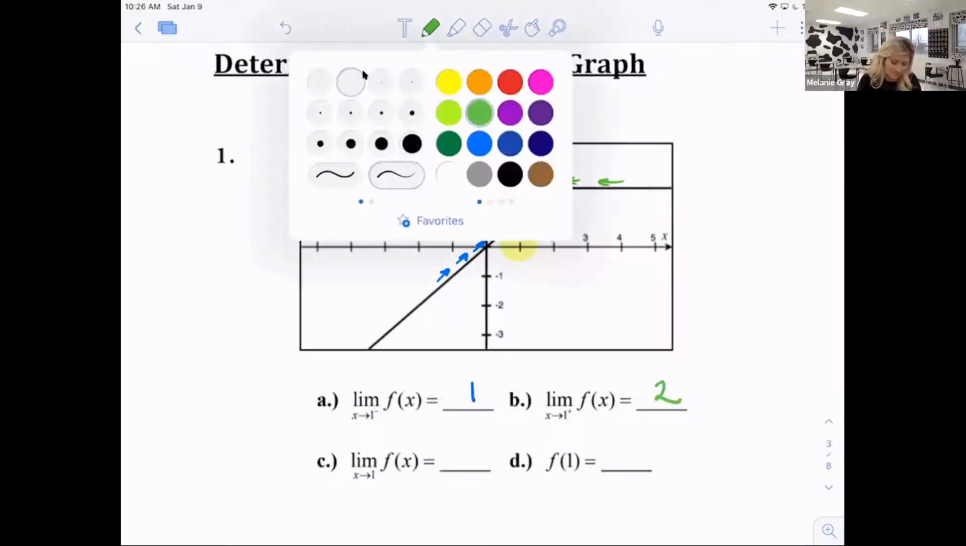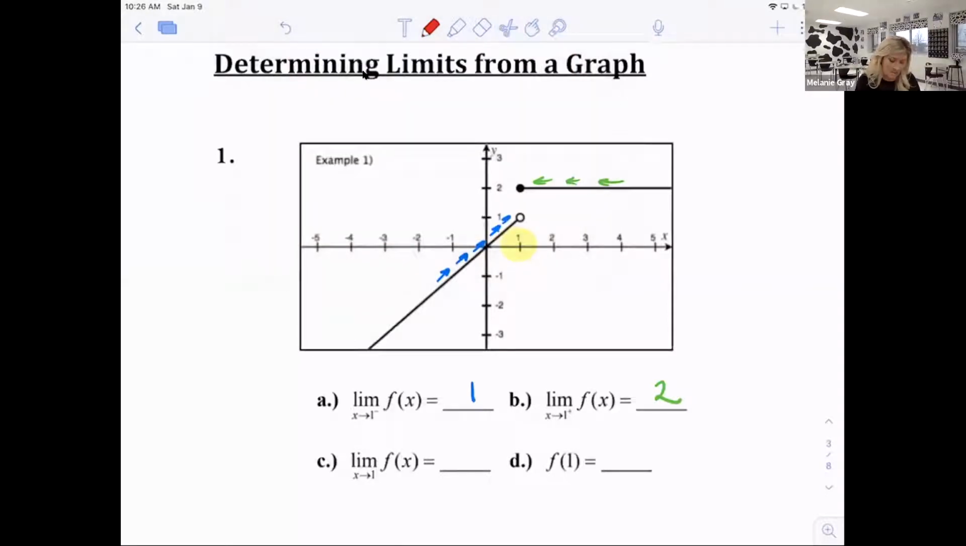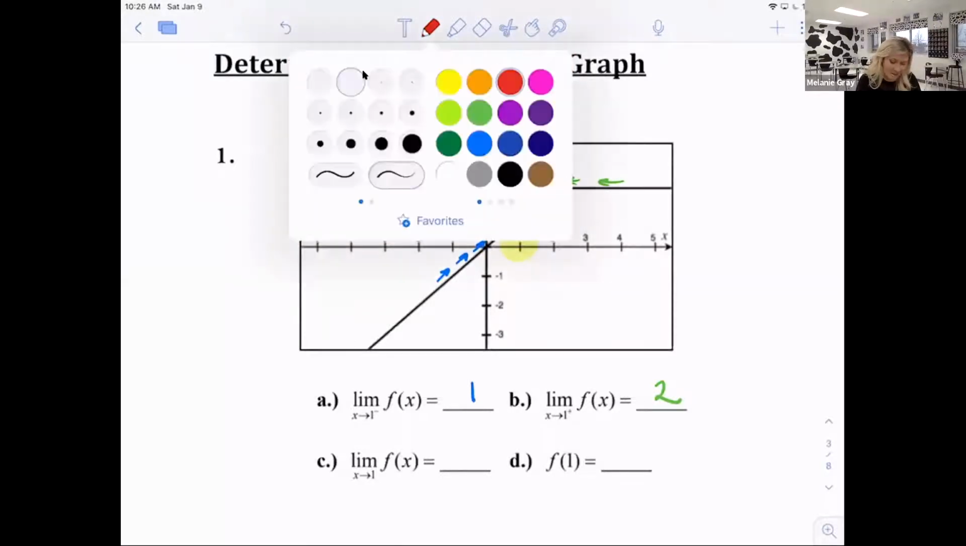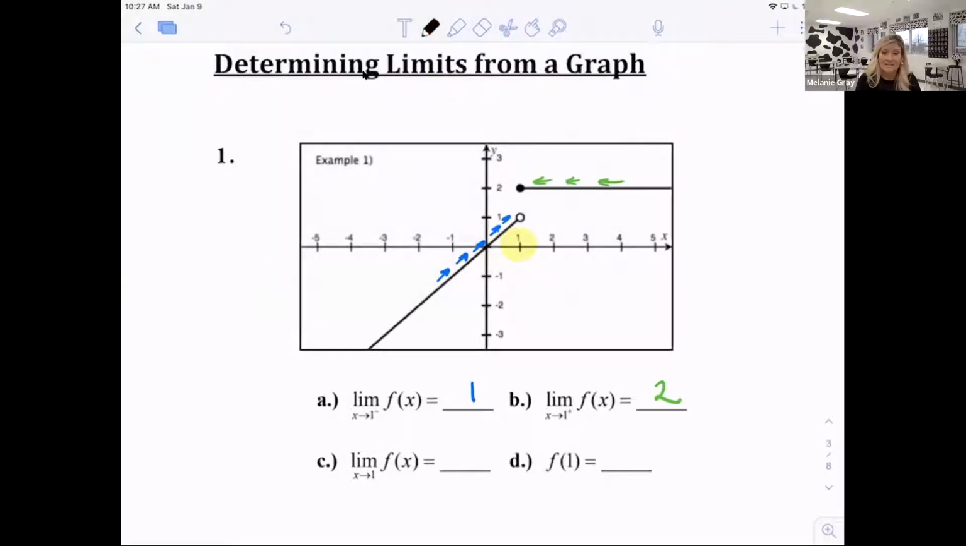And then finally, part C says, okay, well, what is the limit as x approaches 1? And as we just said, if the limit from the left-hand side is different from the limit on the right-hand side, then we know that limit does not exist. The limit does not exist. And then for part D, we want to know what is f of 1. Well, f of 1 is the Algebra 2 question I always say. What is the y value when x equals 1? The y value when x equals 1 is this closed circle at 2.